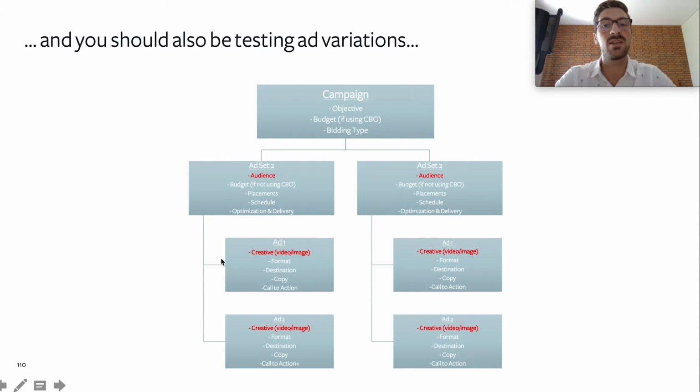So here's another illustration of what a campaign would look like one step further. So you have your one campaign where you have your objective, and then you have two audiences or two ad sets, and then under each ad set you're testing out two different ads. Now, generally speaking, what you want to change here is the actual creative itself, the video or the image. But you could create variations based on anything here. You could try different formats, different destinations, different copy. And for my campaigns, I will generally have between 3 to 7 different ads running underneath each ad set.